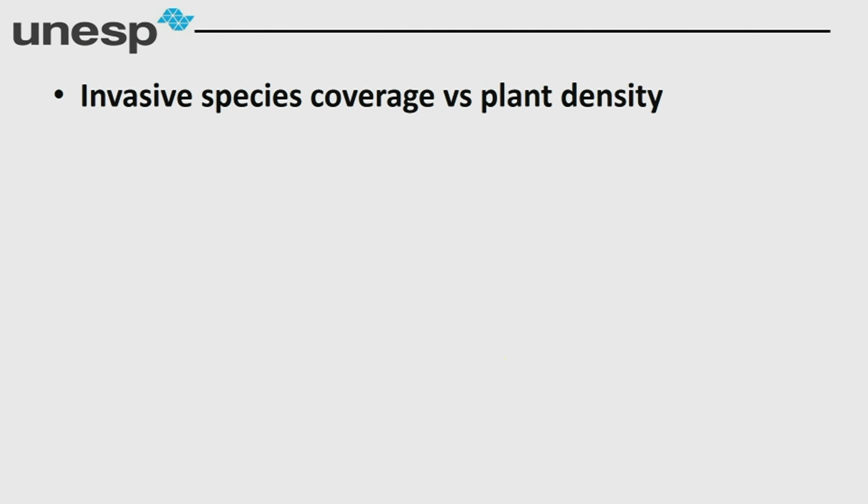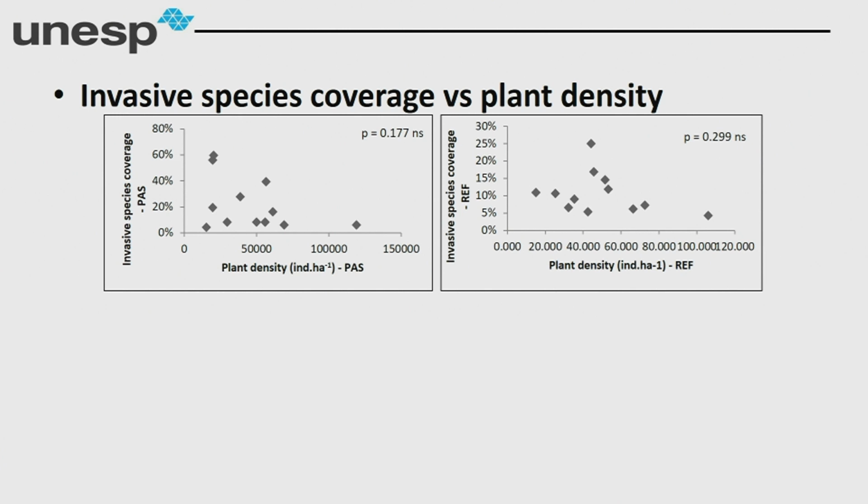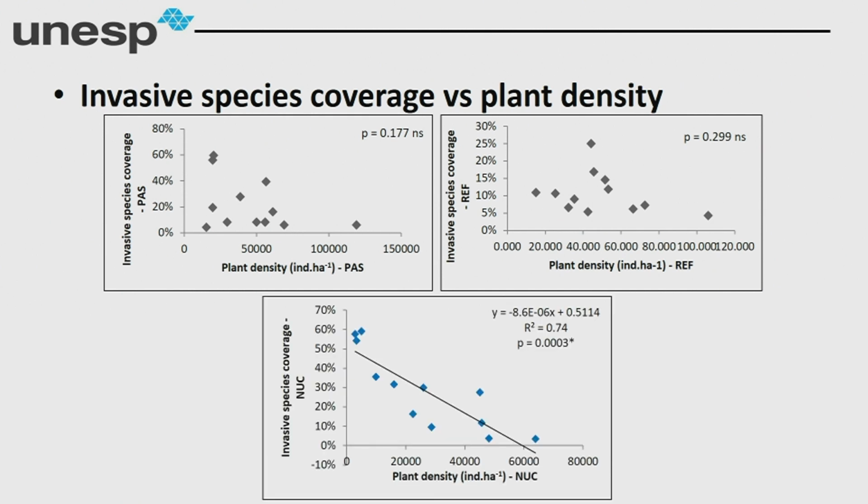So we wanted to see if plant density had an influence on invasive species coverage. For both treatments of reforestation and passive restoration, we didn't find that plant density influenced invasive species coverage. However, on nucleation, we did find that plant density influenced invasive species coverage. So when we had the lowest numbers of plant density, we had the highest invasive species coverage.